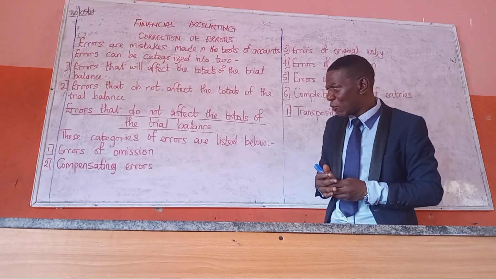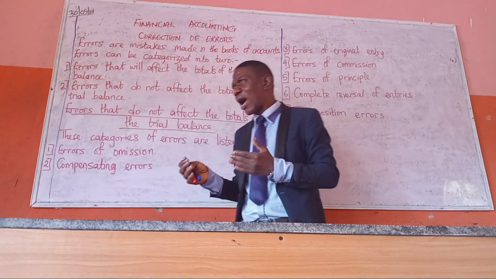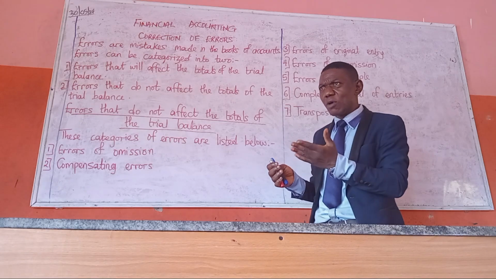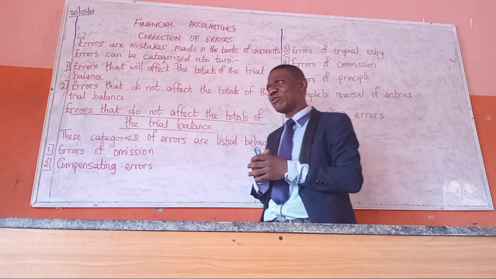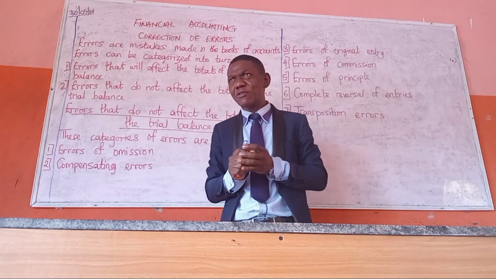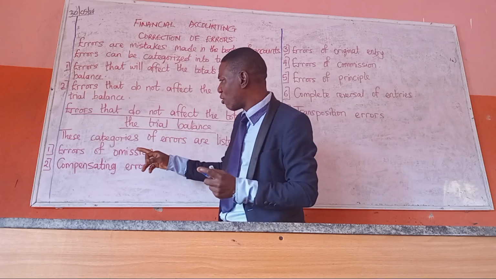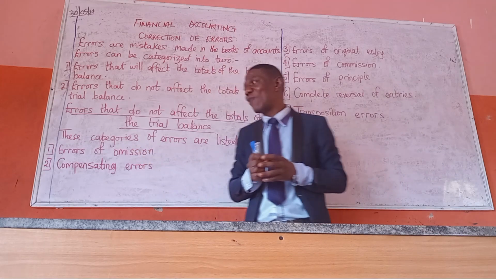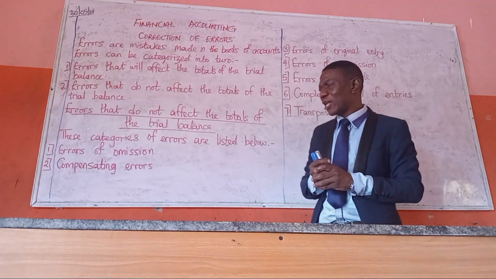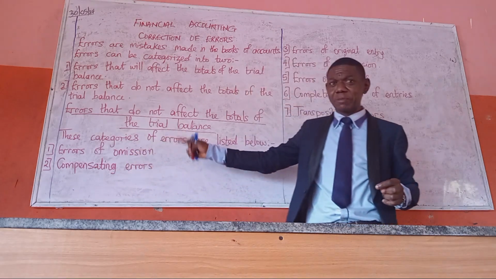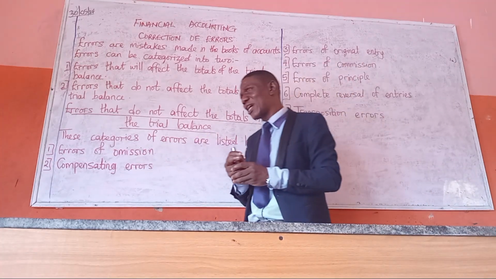Number two is compensating error. Compensating error is when a transaction is recorded but with a reduced or overloaded figure. In this type of error, we have to understand what is meant by overcasting and undercasting. When you're talking about compensating error, that will lead us into overcasting and undercasting.